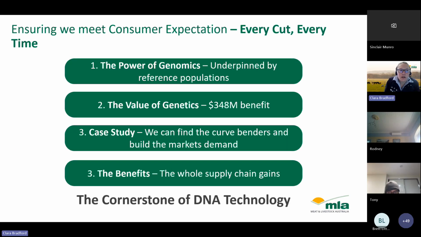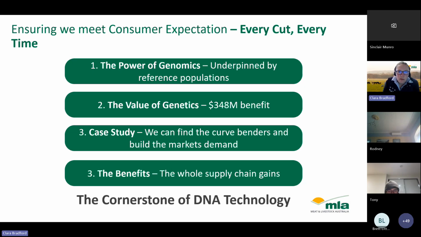So I guess just to wrap up, I've kind of pulled together this tagline a little bit, that we're aiming to ensure that we meet the consumer expectation every cut and every time. So reference populations are often seen to be a real genetic specific activity. However, it has multiple benefits for every participant along the supply chain, and we're really focused on making sure that we're meeting those consumer expectations.